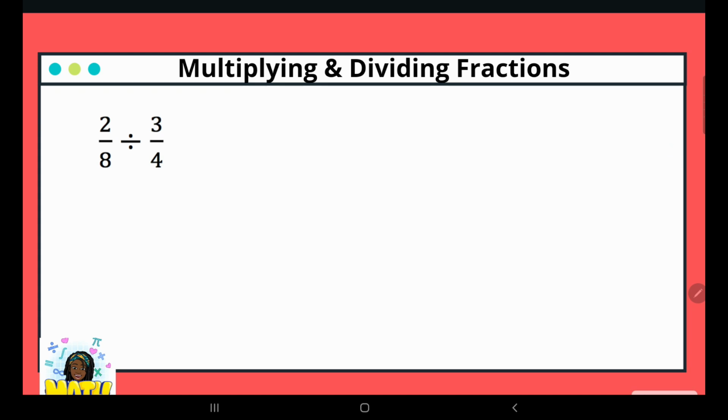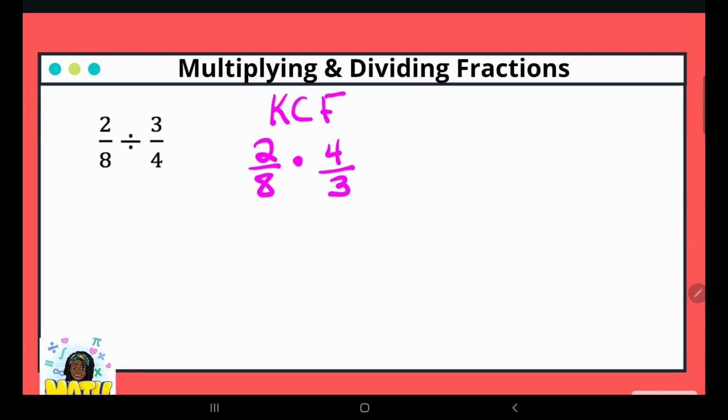Now let's take a look at an example. So 2 over 8 divided by 3/4. So my rule says to keep, change, flip. So we can call that KCF. No, not KFC like the chicken, but KCF. So I'm going to keep my first term, which is 2 over 8. I'm going to change my division sign to multiplication. And then I'm going to flip or find the reciprocal of my second fraction, which is 3 over 4. So the reciprocal of that will be 4 over 3.